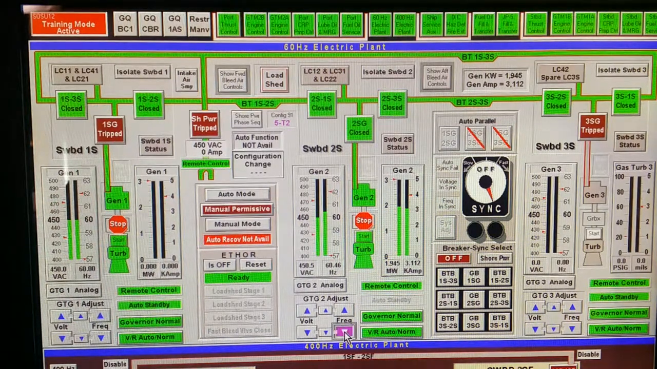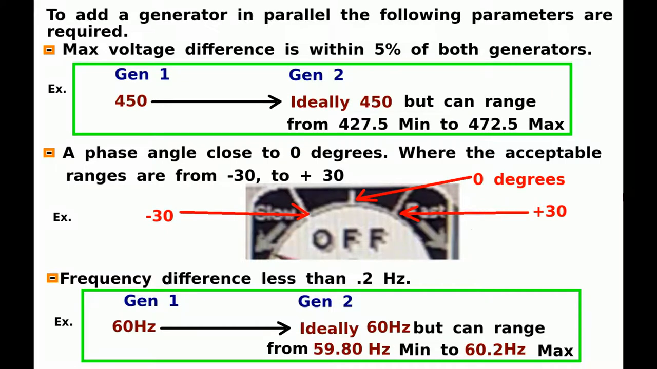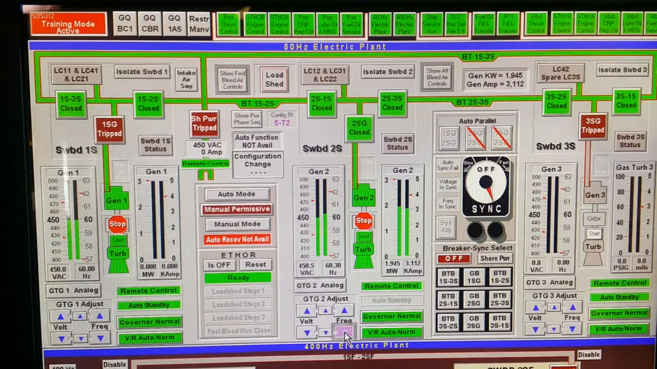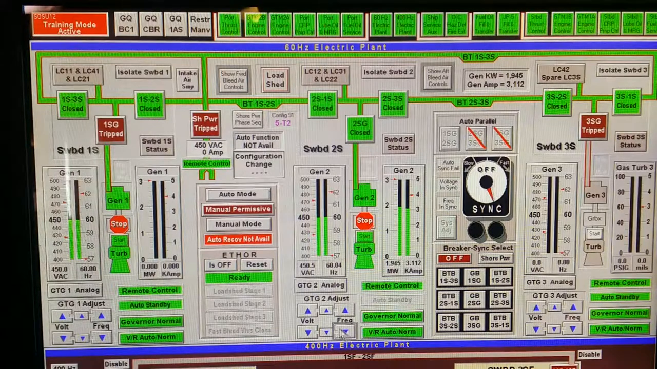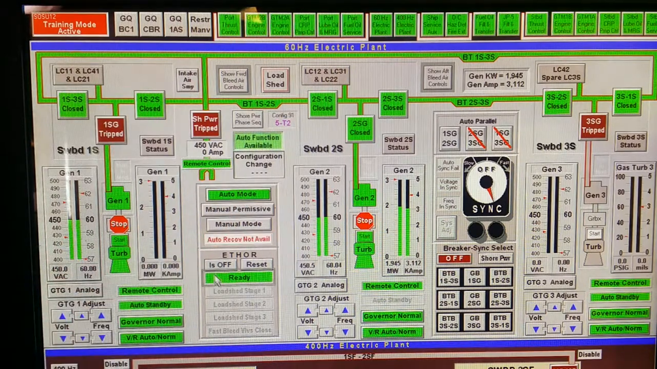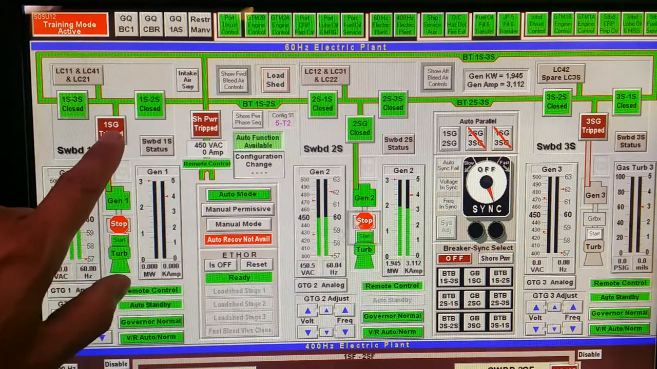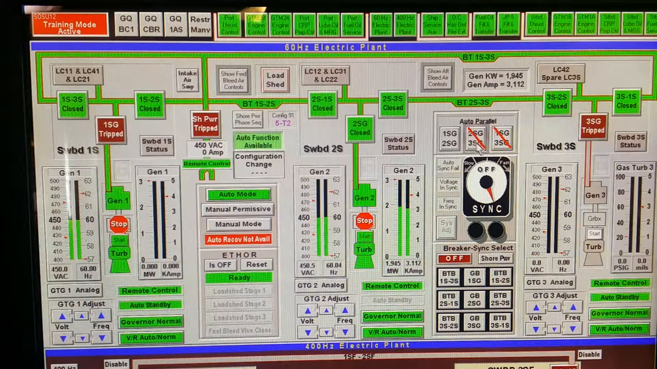But even with that, I won't be able to close the breaker, because I need very precise synchronization between the two of them, and for that I'm going to use what is called a synchronoscope. Now this simulator has what's called an auto mode, which I'm going to go to for a moment. What that means is that if I want to close this breaker, all I have to do is select one of these options and it will allow me to parallel.